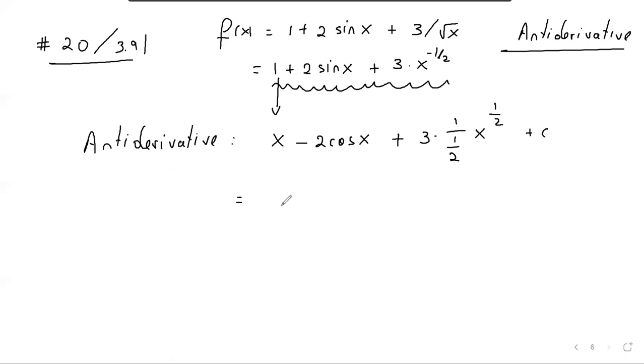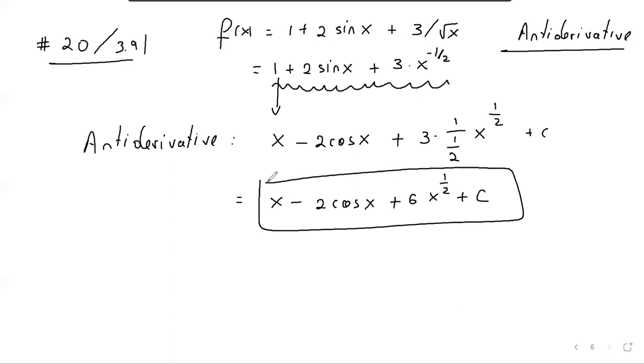So I'm going to say the final answer is x minus 2 cosine x plus 3 times 2, which is plus 6, x to the 1/2 plus c. So this is the antiderivative.